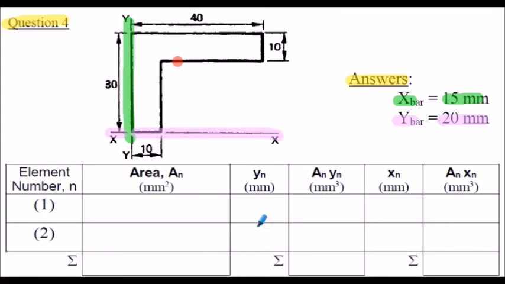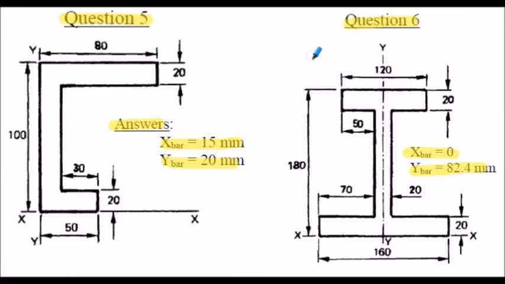I've shown you an outline of the table to use to help you generate a solution. And here are questions 5 and 6 for you to attempt at your own pace. Again, the centroid location is stated for each of the questions from the respective datums xx and yy.